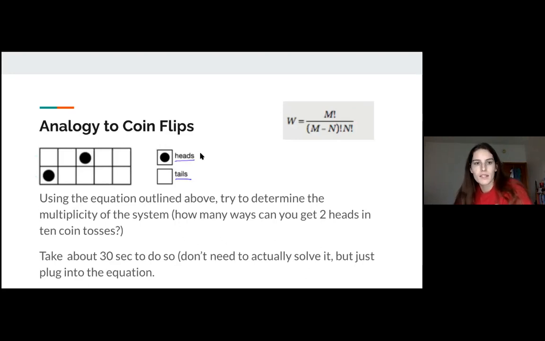This is from the lecture slides, but it's an analogy to coin flips. Using the equation outlined above, try to determine the multiplicity of the system, or how many ways you can get two heads in 10 coin tosses. Take about 30 seconds to do this. You don't need to solve for the actual numbers, but just try and figure out what M and N are and then input them into the equation. Then you can send it in the chat or say something if you want.